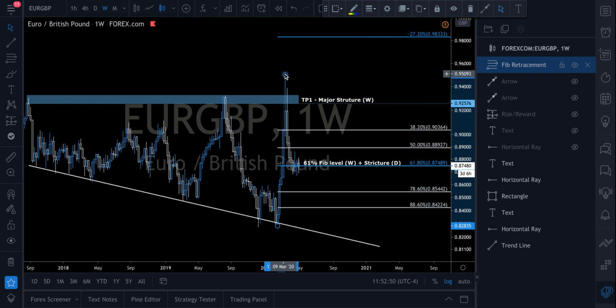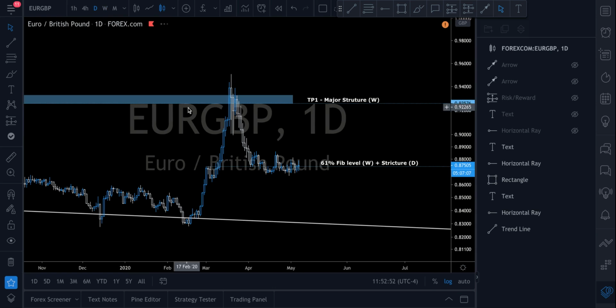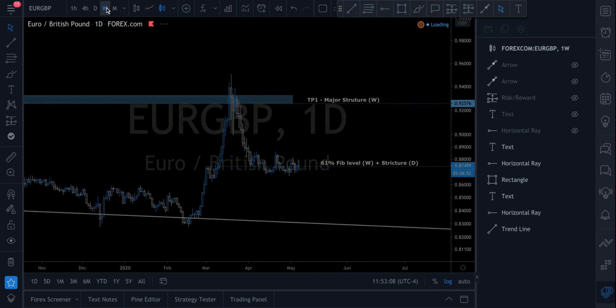And also, if we look down on the daily time frame, we can see that there was some structure right here initially, and that's why I had chosen the 63 fib. And it turns out to be giving us a lot of consolidation, a lot of resistance and support in this area as well. So let's go back to the weekly real quick.